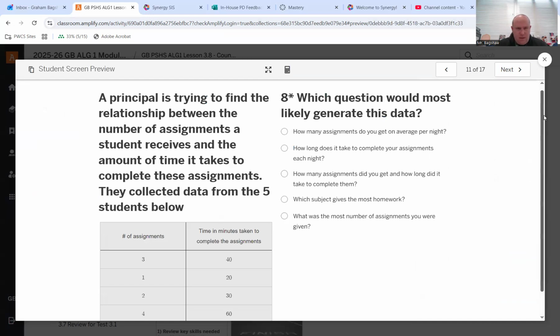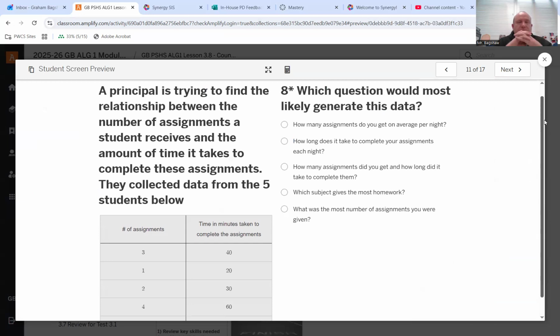All right, bit of a thinking question. A principal is trying to find a relationship between the number of assignments a student receives and the amount of time it takes to complete these assignments. They collected data from the 5 students below. So one student had 3 assignments, it took them 40 minutes, one assignment, 20 minutes. So in general, I would think if you have more assignments, it's probably going to take more time. There's like a positive relationship there. As one goes up, the other one goes up. Anyway, let's see what they asked for.